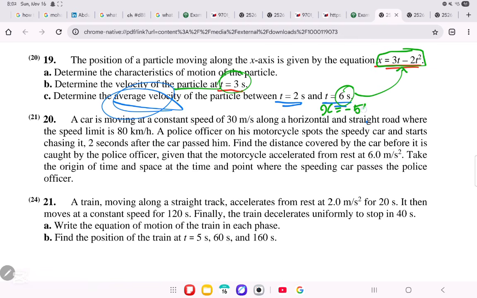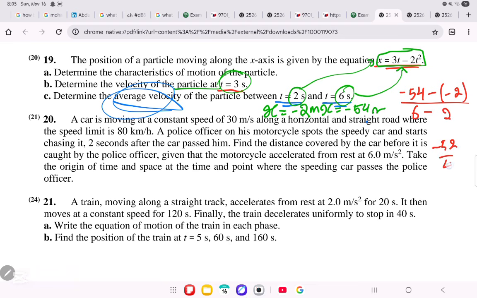At time being 2 seconds, I would substitute it over here. I would get x is equal to minus 2 meters. Now, how do I find the average velocity? It's going to be change in position over time. So minus 54 minus 2, over 6 minus 2. So minus 52 over 4. What will I get as an answer? I will get minus 13 meters per second as my answer.